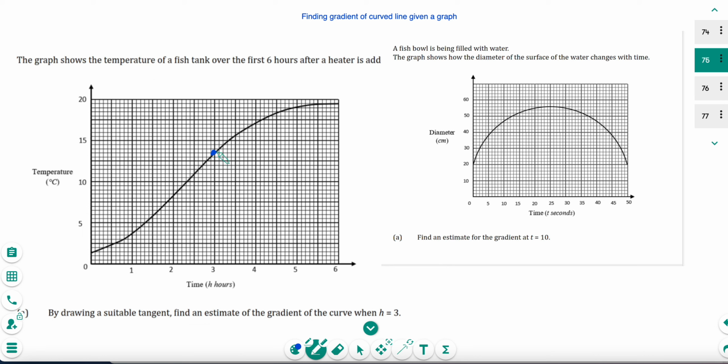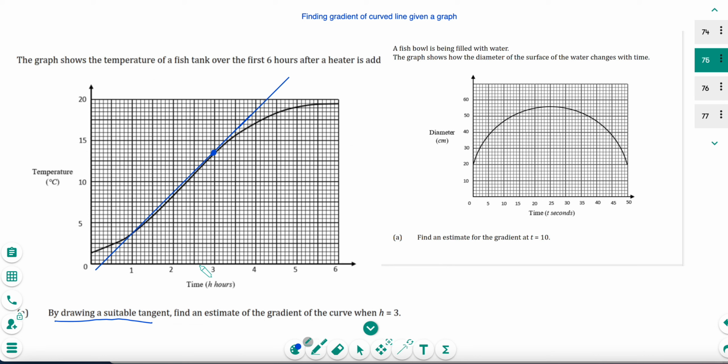And this question is quite nice. It tells you what to do. In order to find the gradient of a curved line, and you're given a graph, you have to draw a tangent. A tangent is a line that touches this point only once. So it won't intersect the line like this. It'll touch and skim like this. Ooh, that's not good. Something like this, where it skims this point. Now we have a tangent.